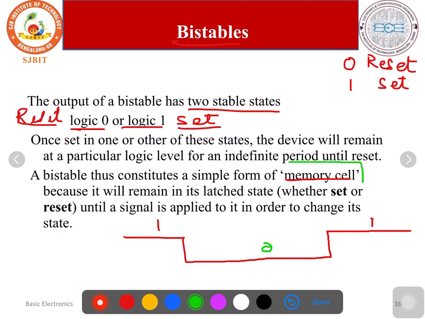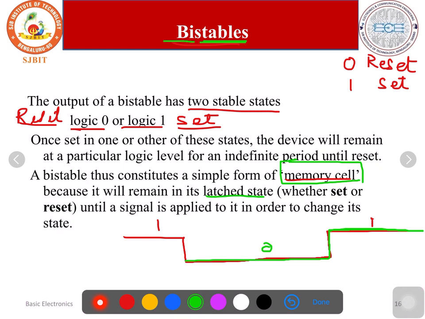The application of this bistable is you can use it as a memory cell because it will remain in its latched state. What do you mean by latched? It will remain in the particular state unless you change the inputs to change the output. So it will be the stable state. It will be 0 only. If you change the inputs, definitely it will change the output and it will retain the same state until you change the inputs. So it is stable.